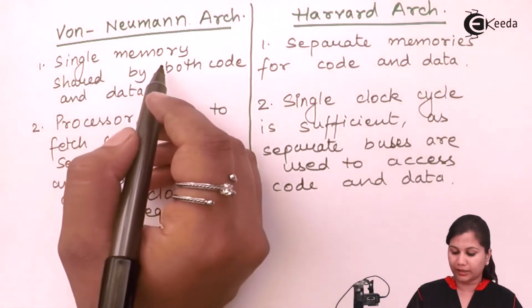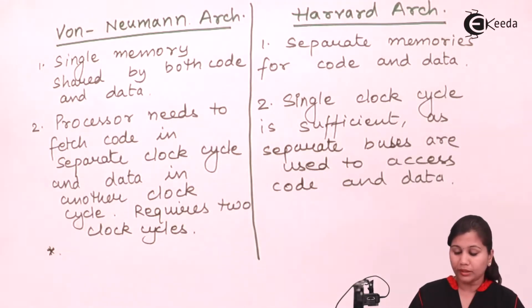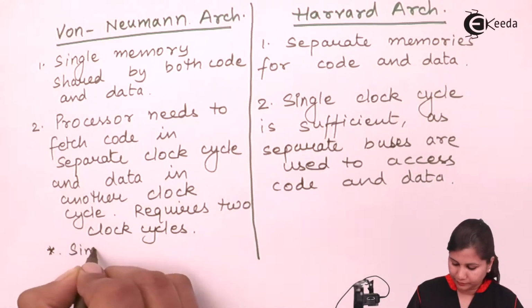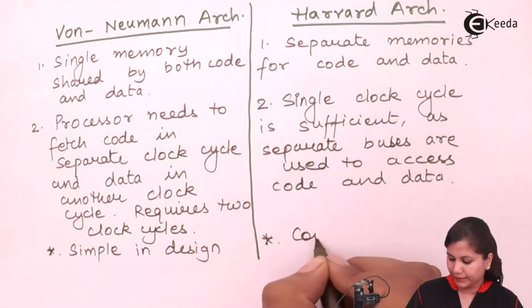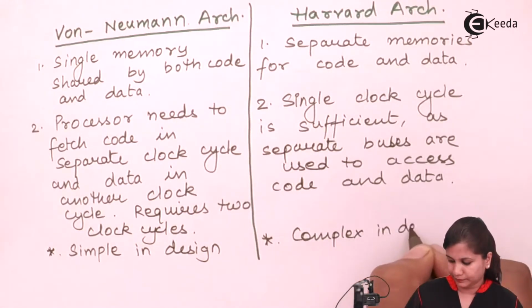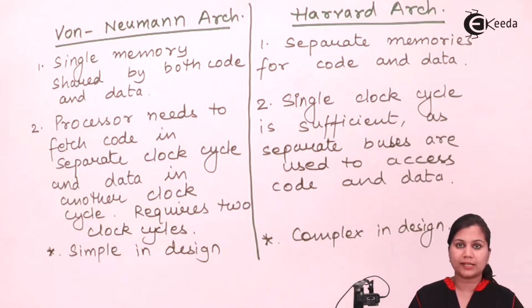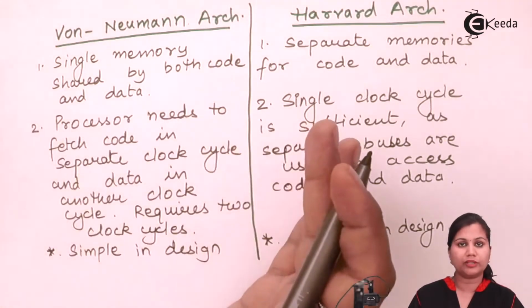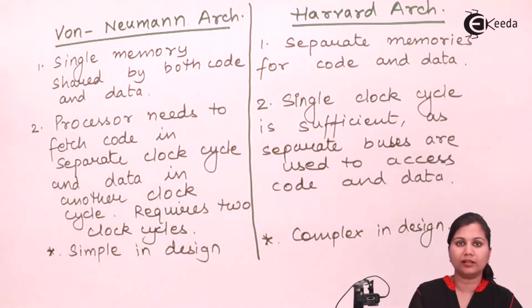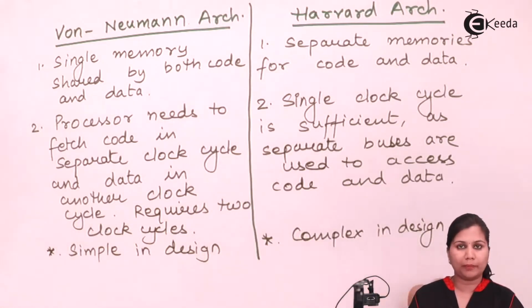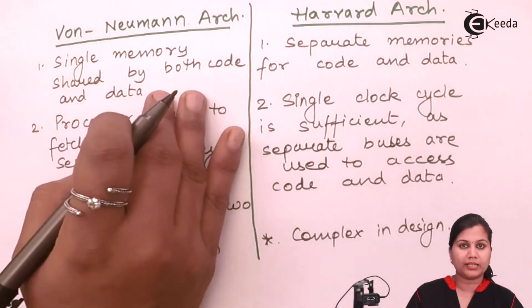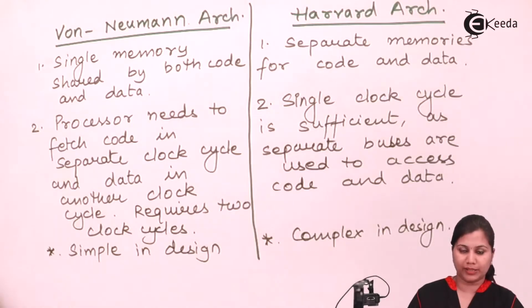Now von Neumann architectures are simple in design, whereas Harvard architectures are complex in their design. Because here the same structure, the same memory, can be used by both, circuitry is reduced, whereas in Harvard there are separate memories, so circuitry is more. So less circuitry means they are simple in design, and more circuits means that it is complex in design. Also the von Neumann architectures are very fast in their processing.